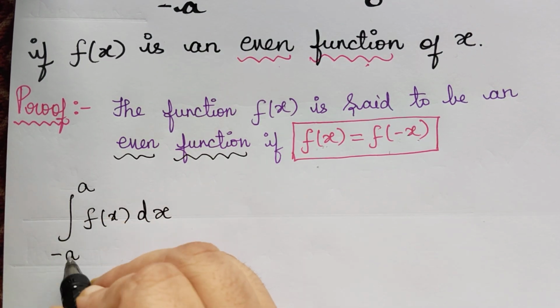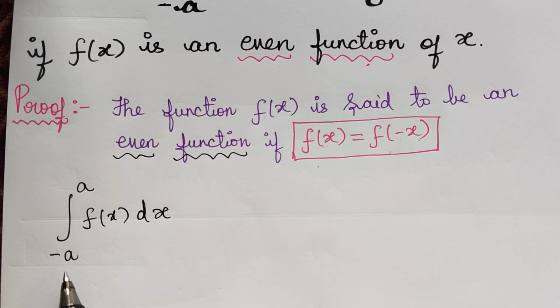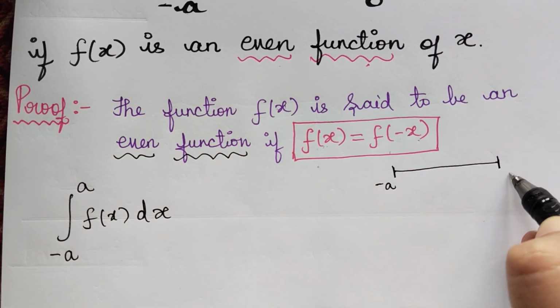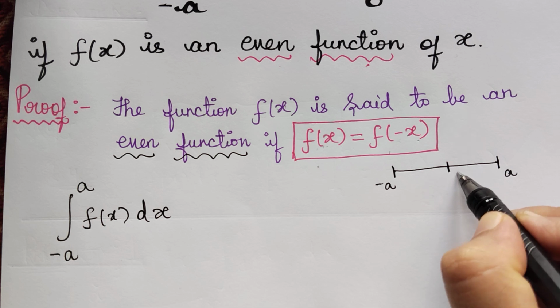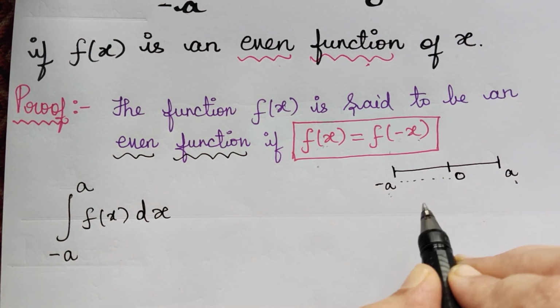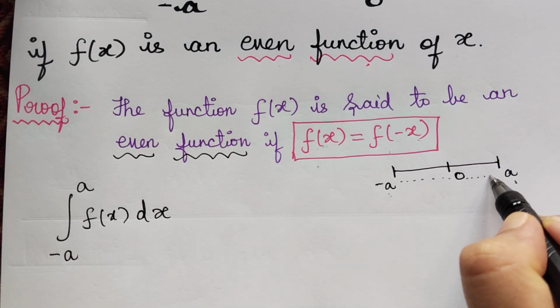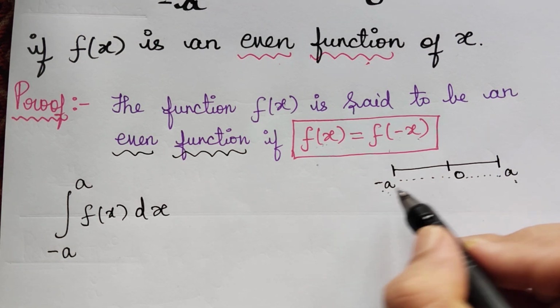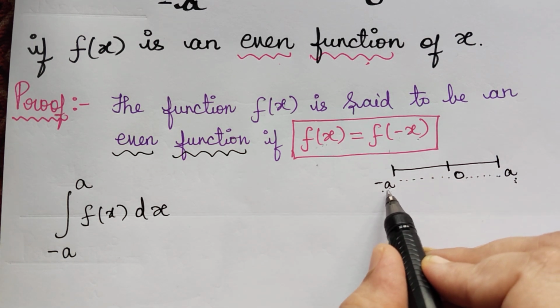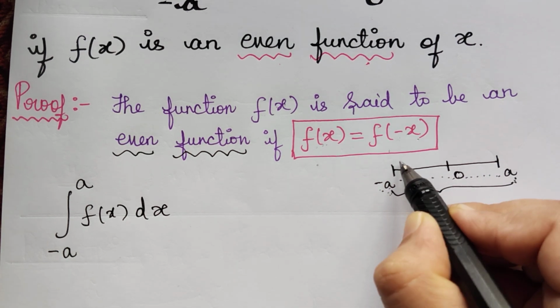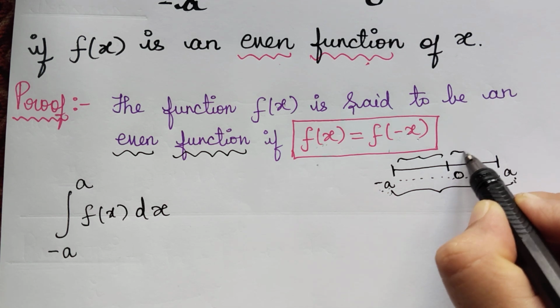Now, this integral has to be split up by using property 2. So, how are we going to split this integral? Now, we know that minus a is a negative value and plus a is a positive value. So, in between there will be 0, because all the values before it will be negative, and after 0 the remaining values will be positive. So, now the interval minus a to plus a can be split up as minus a to 0 and 0 to a. So this integral can be written as minus a to 0 plus 0 to a.